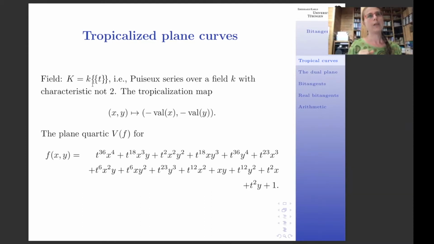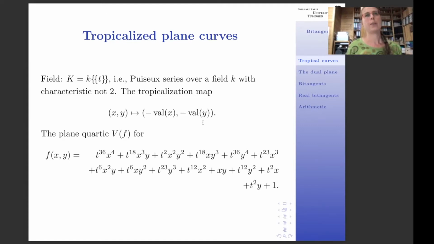And then the valuation from this field of Puiseux series sends such a series to the smallest exponent, and that is called the valuation. So it sends a series to a rational number, which is the smallest exponent appearing. And now what we do to define tropicalization is to apply the valuation map coordinate-wise. Or as I wrote it here, I'm actually applying minus the valuation map coordinate-wise.